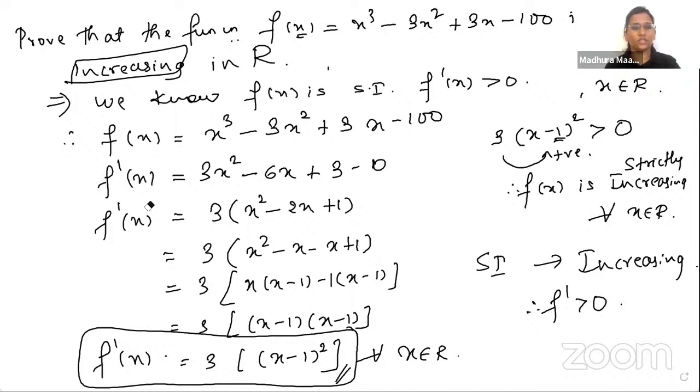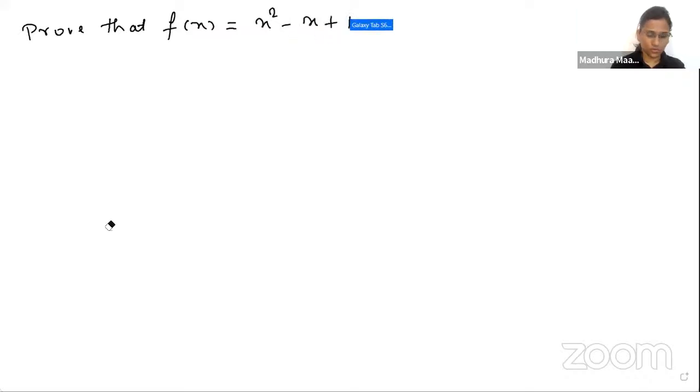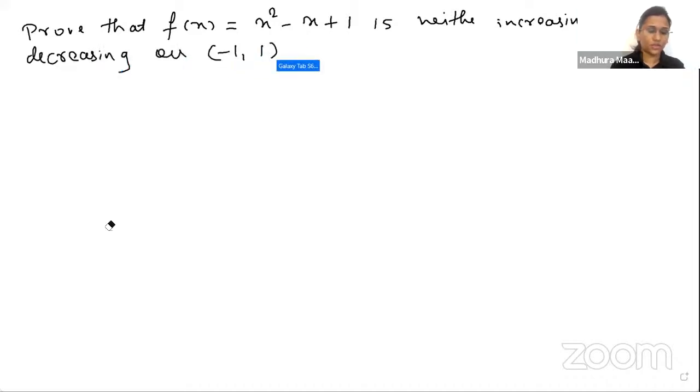So we will do only what is required. Next, what they tell is prove that the function f of x, okay, prove that f of x given by x square minus x plus 1 is neither increasing nor it is decreasing in the open interval minus 1 to plus 1.